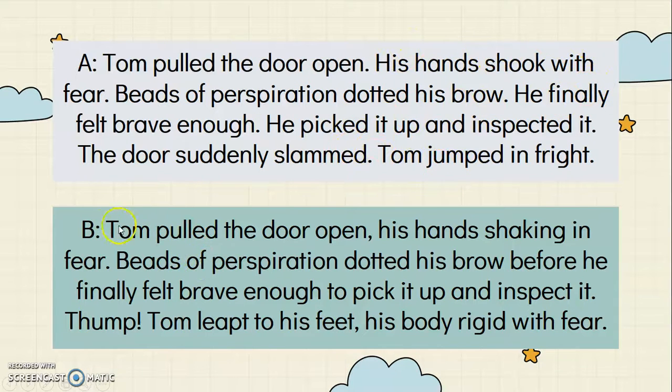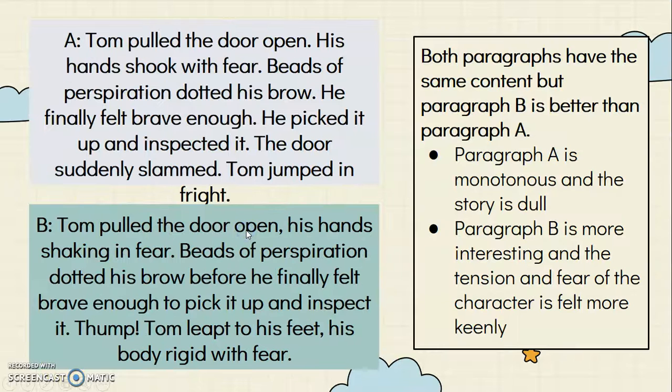If you take a look at paragraph B, what do you observe? There are long sentences, such as "beads of perspiration dotted his brow before he finally felt brave enough to pick it up and inspect it." We have conjunctions, and we have short sentences like "Tub." So if you compare this paragraph, it seems like it has varying sentences.